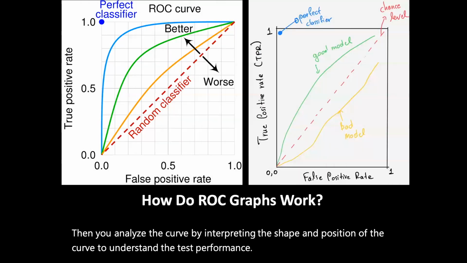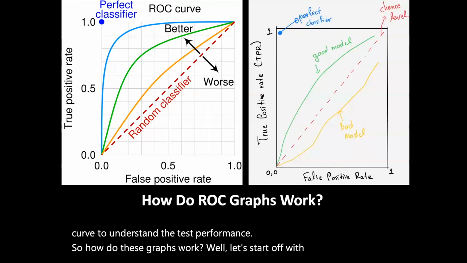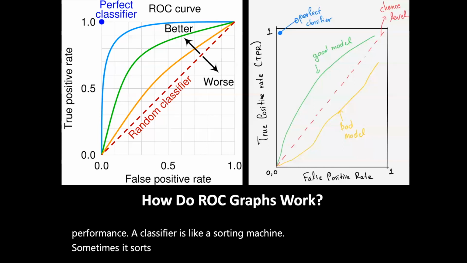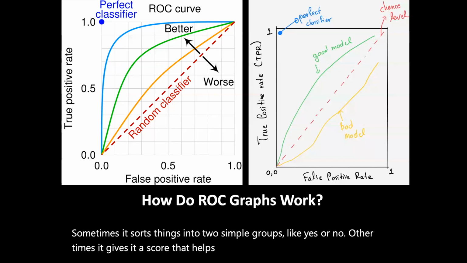So how do these graphs work? Well, let's start off with classifier performance. A classifier is like a sorting machine. Sometimes it sorts things into two simple groups like yes or no. Other times it gives it a score that helps decide which group something belongs to.